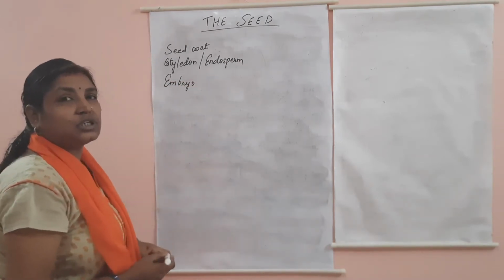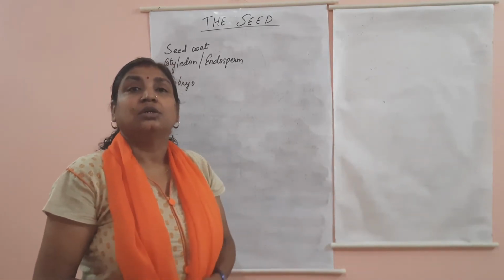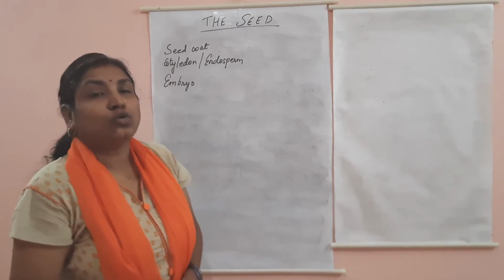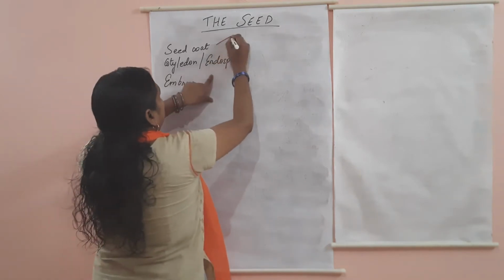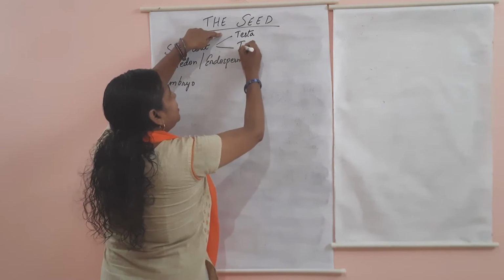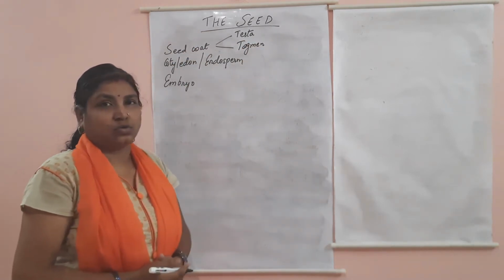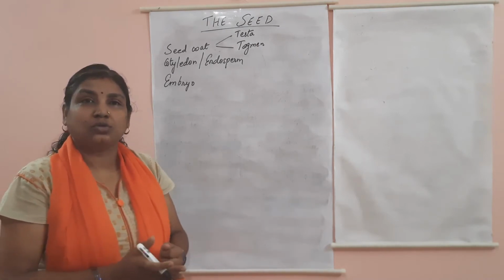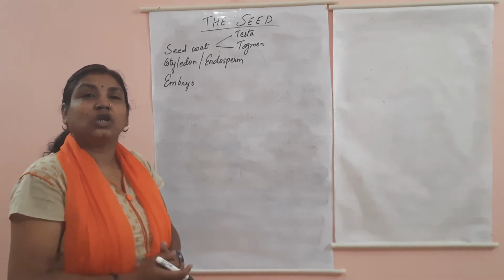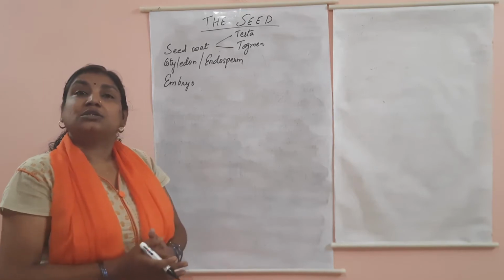Coming to seed coat. Seed coat is the outermost protective covering formed by the integuments present around the ovule. There are two parts of seed coat, that is your testa, which is the outermost rough part, and tegmen, which is the inner smooth part of the seed coat. These both the seed coats are fused with each other, providing protection against mechanical injury and various diseases.